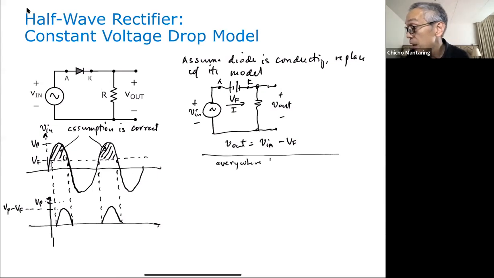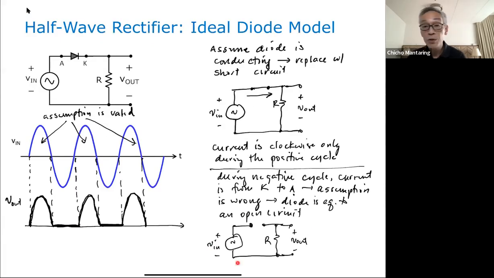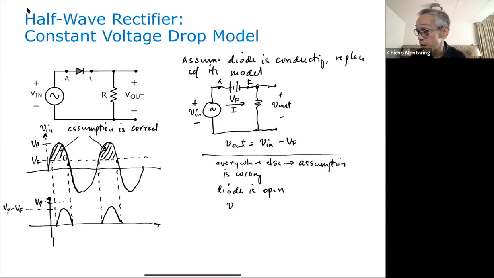Now, everywhere else, your assumption is wrong. In other words, sa labas nito mga shaded regions na to, mali yung assumption natin. And if the assumption is wrong, the diode is an open circuit. Okay? So just like here, it's open. So ang V out natin will just be equal to zero. Right? So this is now how my output will look like. Okay? That's how my output will look like.